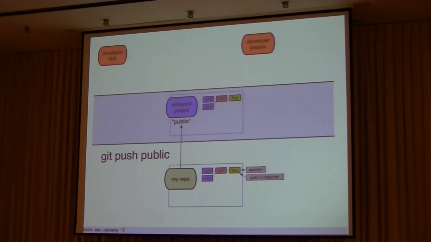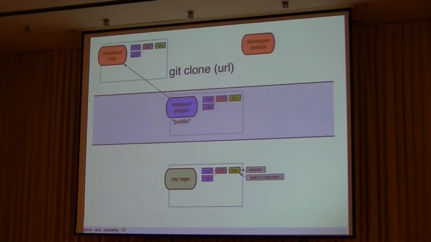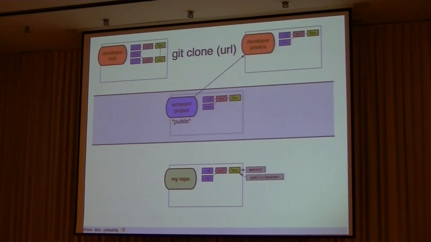So I have my master branch, I have a public/master branch of where I last pushed, and then Nick clones from that and changes a file and does a commit. Right? So now he has two commits, an extra blob, extra manifest. Jessica clones the same repository, changes both files and does a commit. So now she has two new blobs, a new tree, and a new commit.